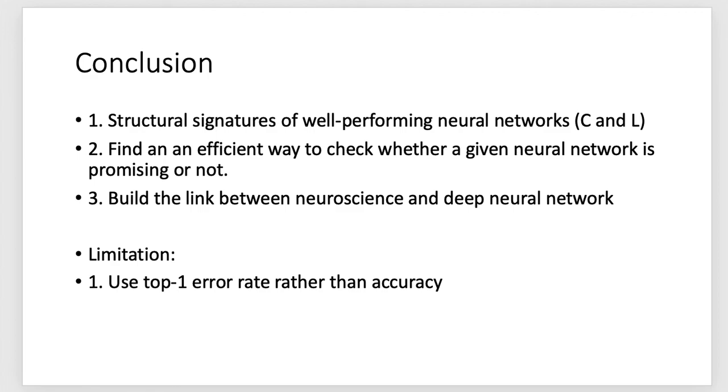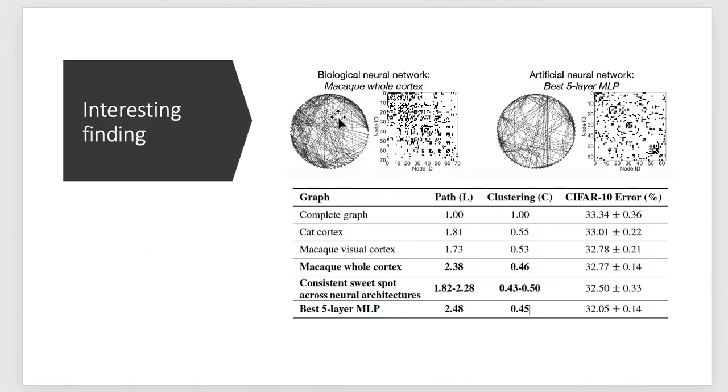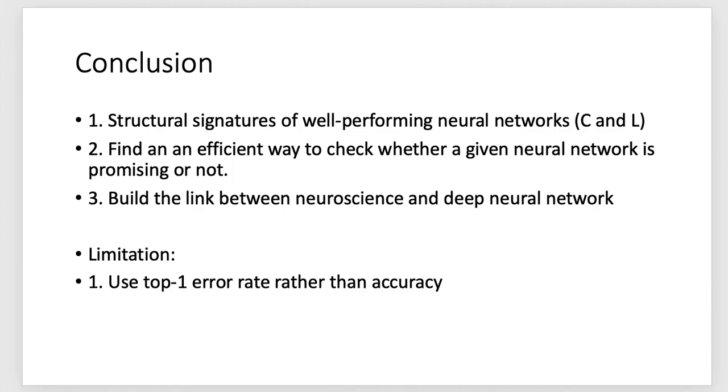They also build a link between neuroscience and deep neural networks, as this table and the image show. But in my opinion, there are some limitations to their experiment. First, they use the top one error rate rather than accuracy, and the top one error rate is just the top one sample error rate, which I don't think is as good as comparing the general accuracy for the whole dataset.